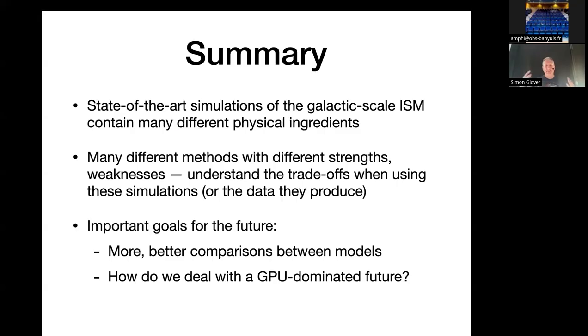And finally, I think two important things for the future, for the next generation: more and better comparisons between models, getting a much better understanding of what we can trust and what we can't. Of course, you still have the issue that even if all of your models agree, that doesn't necessarily mean that any of them are doing the right thing, but at least it gives you more confidence that they are. And then finally, how do we deal with a GPU-dominated and AI-dominated future? So, thank you.